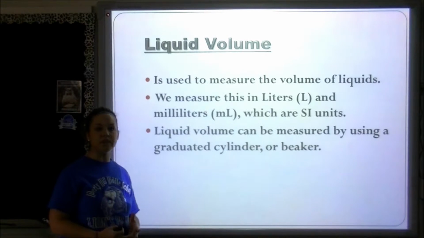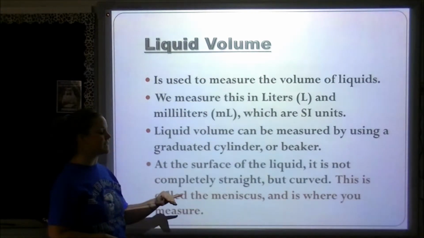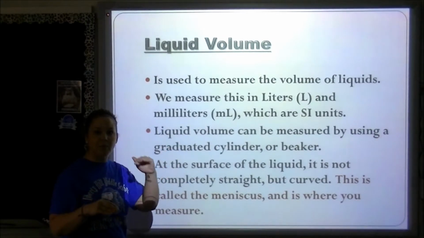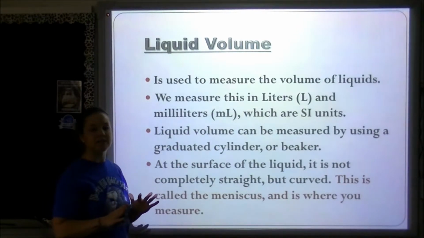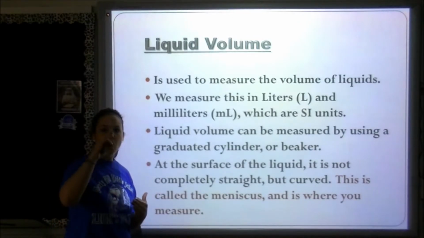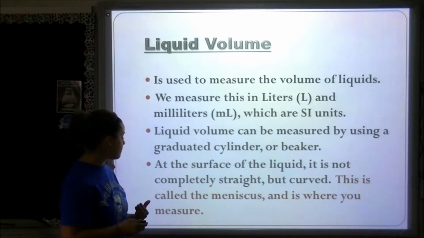And when we're measuring our liquids in that graduated cylinder, it's important that we look for something called the meniscus. The meniscus is a dip or curve in the water. So we have to get eye level with the graduated cylinder, and we have to see where the dip in that water comes to in the graduated cylinder, and that's where we measure from.